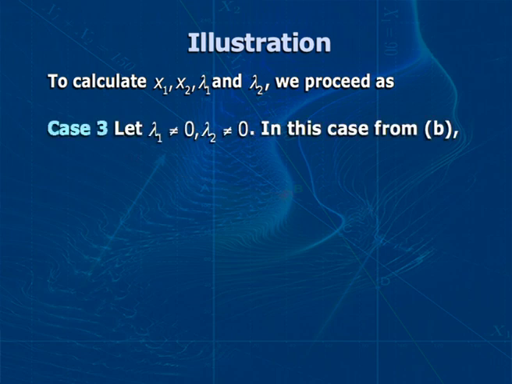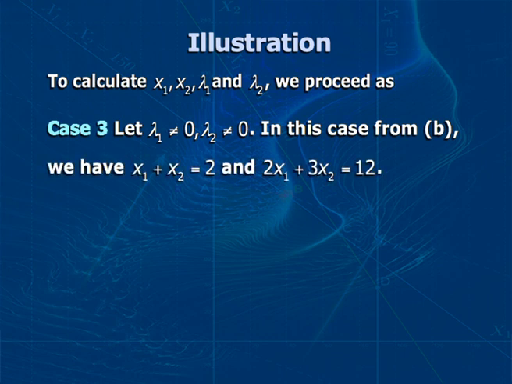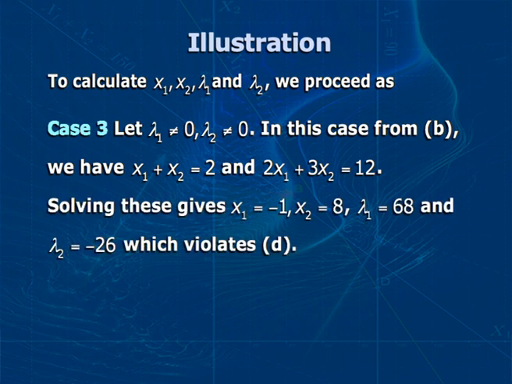Case 3. Let lambda 1 not equal to 0, lambda 2 not equal to 0. In this case, from B, we have x1 plus x2 is equal to 2 and 2x1 plus 3x2 equal to 12. Solving these gives x1 equal to minus 1, x2 equal to 8, lambda 1 is equal to 68 and lambda 2 is equal to minus 26, which violates D.